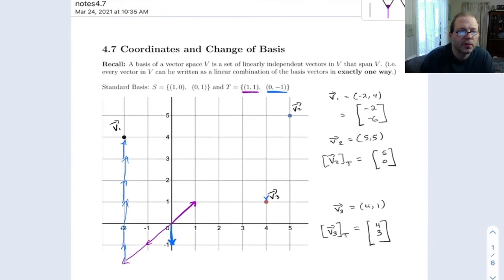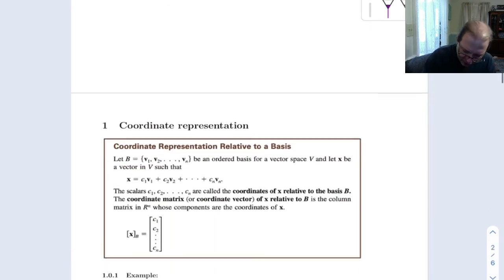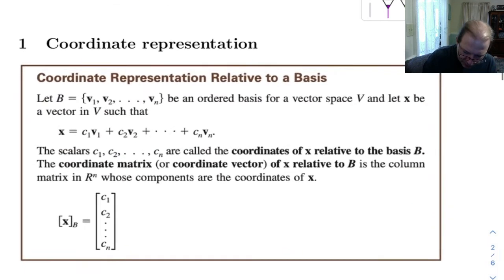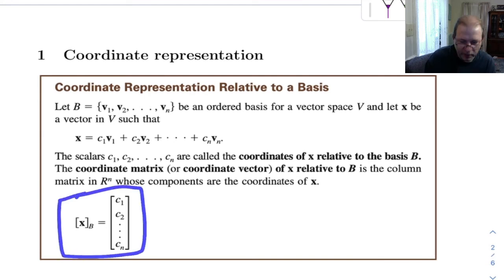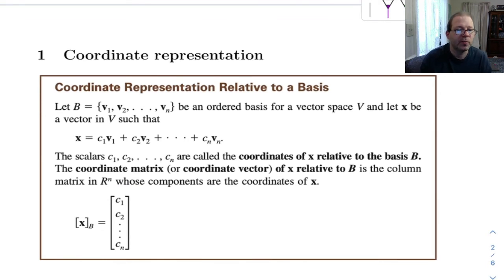All right, so let's go down and look at coordinate representation. Coordinate representation relative to a basis says let B be an ordered basis for a vector space, and let X be a vector in there such that X is this linear combination with these coefficients. Then these coefficients here are the coordinates of X relative to the basis B. And we write the coordinate vector out like this. So it's exactly what we did in the previous problem. We typically write this out as a column vector.